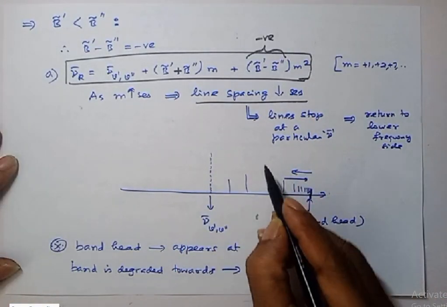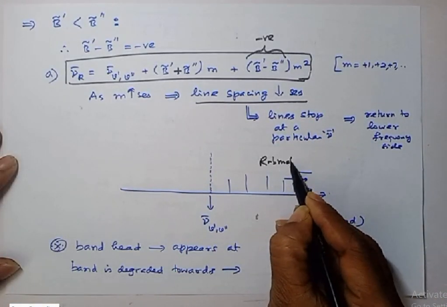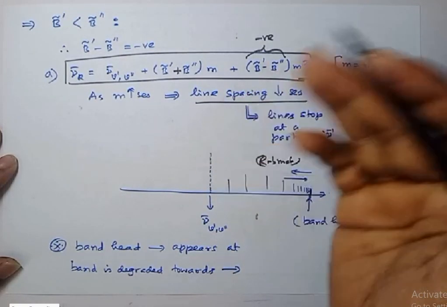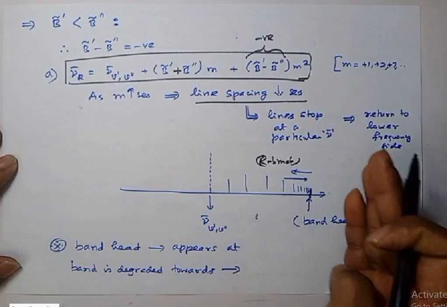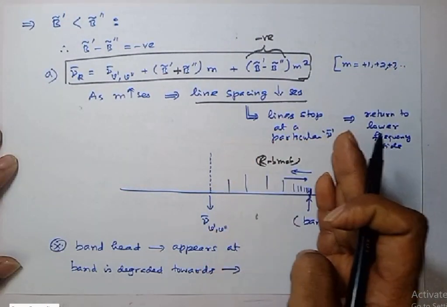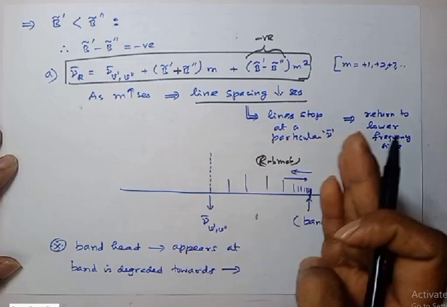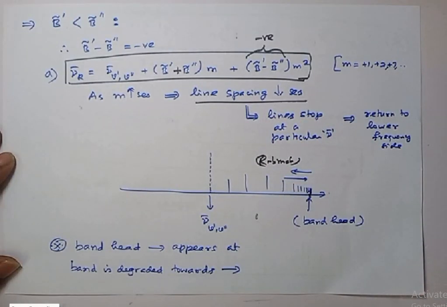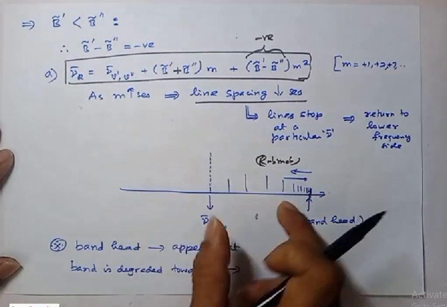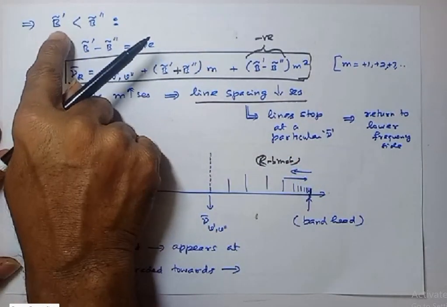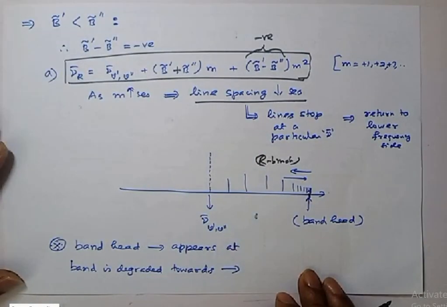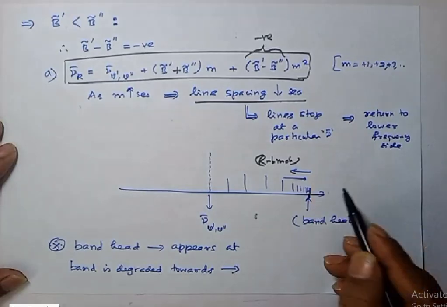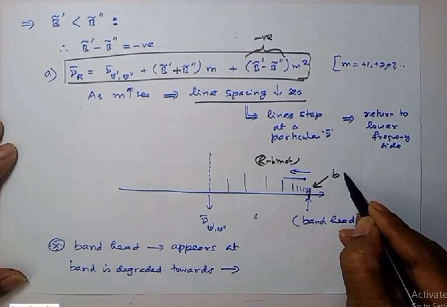R branch line, this is R branch. R branch line stops. Then if m increases further, the R branch line starts to return. Okay, it returns and goes in the lower frequency side. This is what happened in the R branch side if B prime is less than B double prime. And the frequency where R branch line stops, this is called the band head.